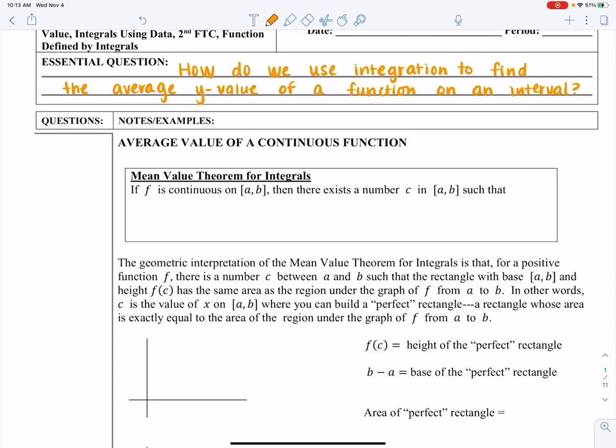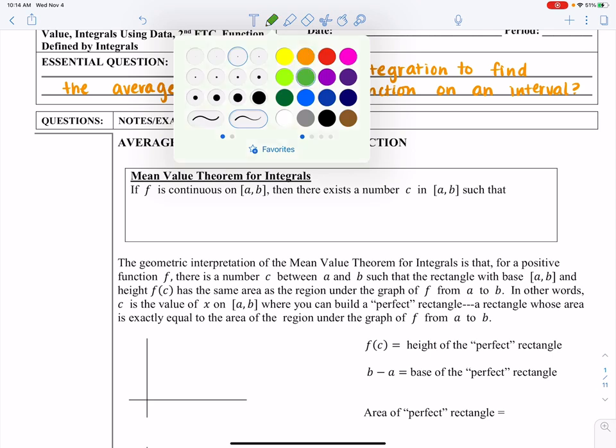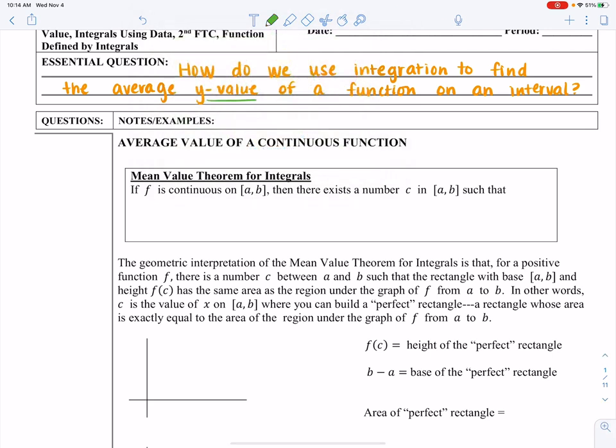Today we're going to talk about how we use integration to find an average value of a function on an interval. And when I say average value, it's important to note that we're talking about an average y value of a function. So there is something called the mean value theorem for integrals.